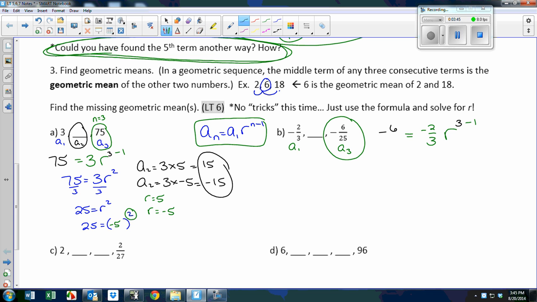So negative 6/25. Now, while I would like for you to be real comfortable with fractions and be able to do this in your head or use the rules of fractions to divide, this next step, because this is going to become r squared, we're going to have to solve for r squared like we did on the left side to divide by negative 2/3.